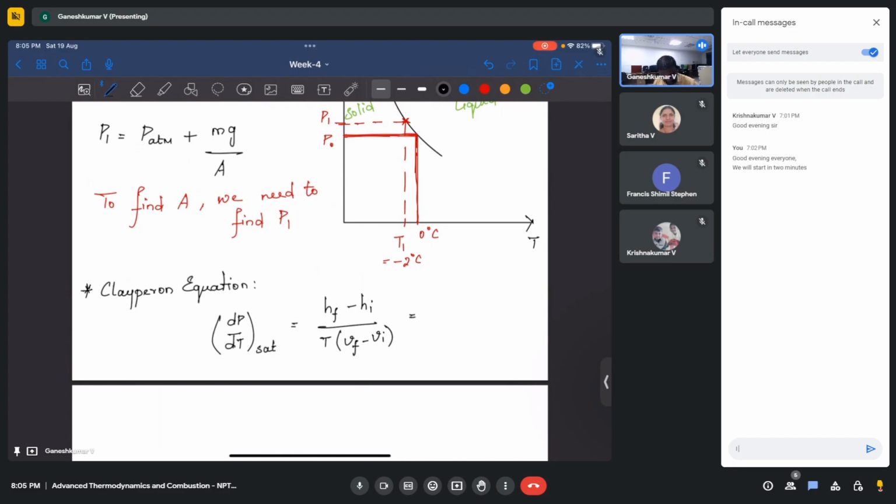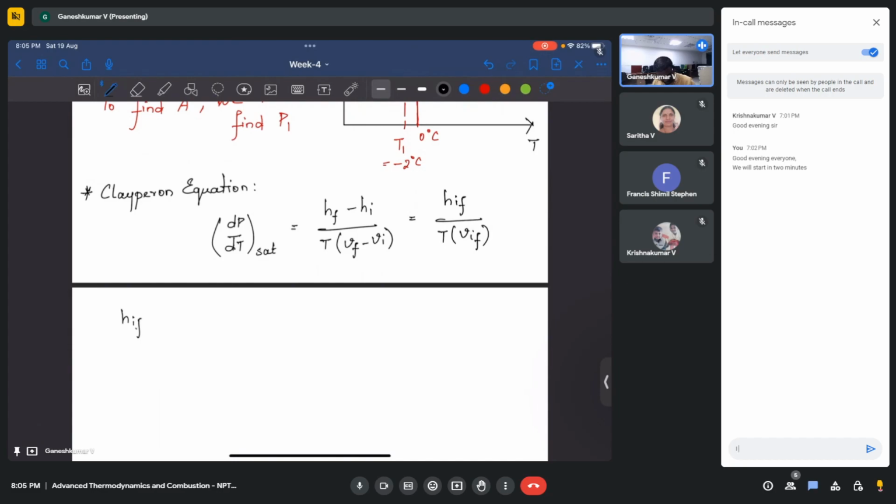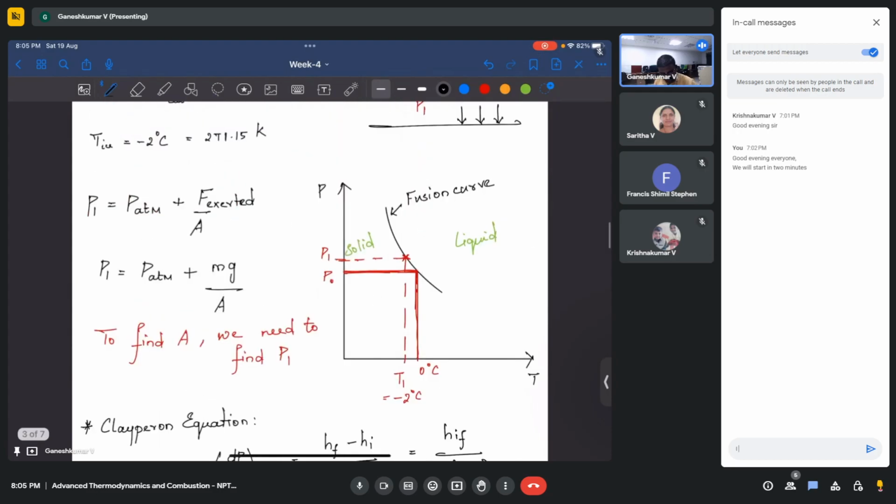Now, if we assume the enthalpy change due to phase change, and the volume change, is almost the same, okay, if we assume Hif and Vif are almost the same when the temperature changes between 0 degrees Celsius and minus 2 degrees Celsius, this is one assumption. If we assume that, then we can use this given data over here.